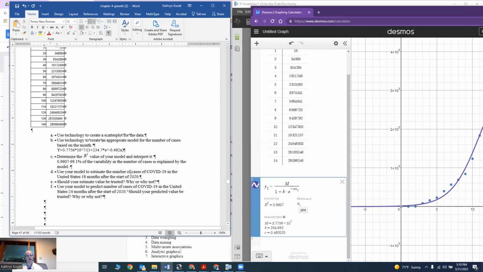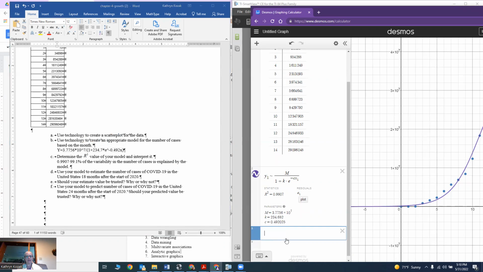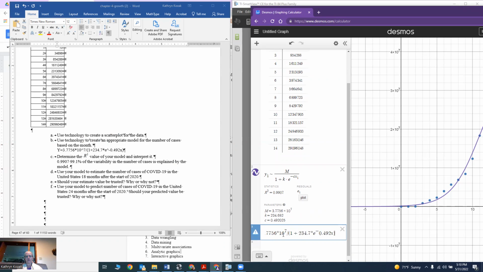I then want to use my model to estimate the number of cases. You can do this several different ways. You can just type this into your calculator. You can type this into Desmos. I can actually copy and paste it into Desmos. Notice it actually puts it into Desmos. The only thing that kind of messes up is it doesn't do well with the powers here, so I have to type that in.